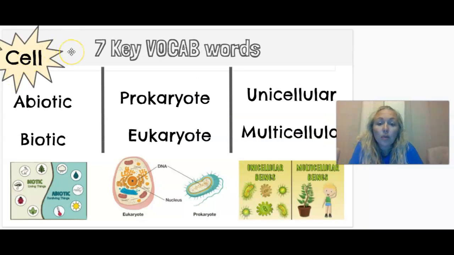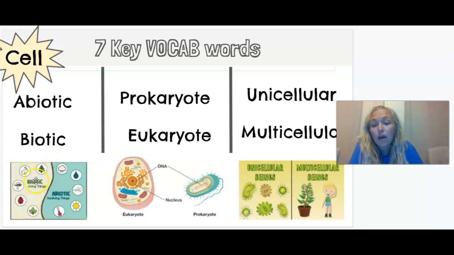So we're looking at 7 vocab words. Of course, our main vocab word here is cell. Our 2 cells are prokaryotic and eukaryotic cells. Organisms can either be unicellular organisms made of only one cell, like these guys, or multicellular organisms made of lots of different cells, like these guys.